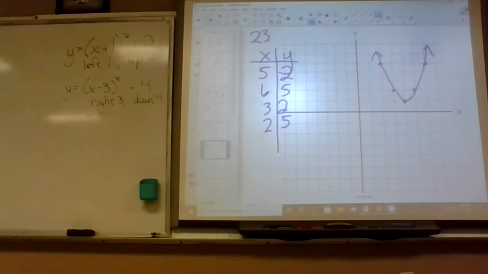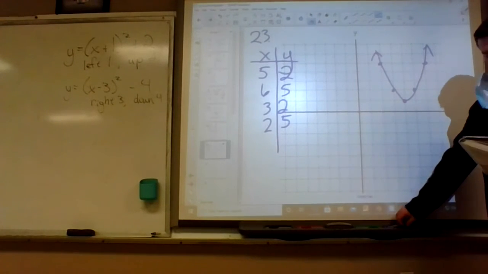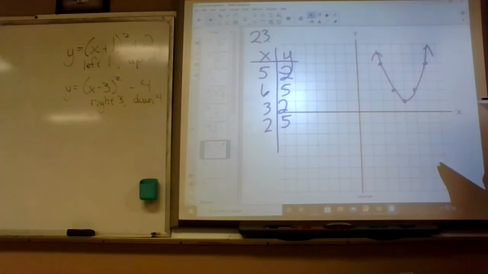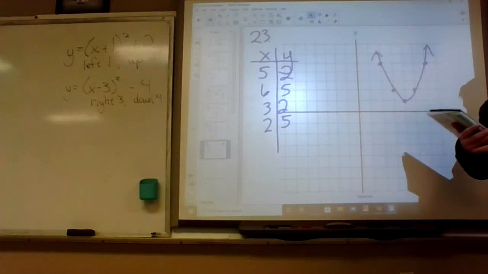Your picture should always look something like that if you're doing it right on the x squared problems. Isn't it just adorable? Anyway. Okay. 25. These go pretty quick again.